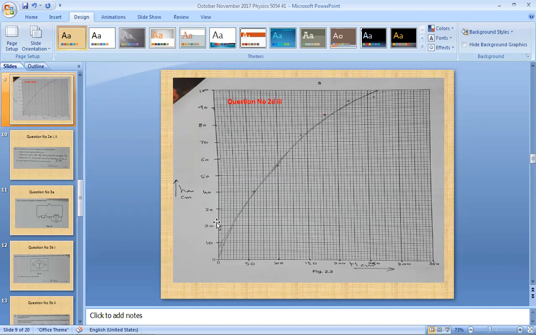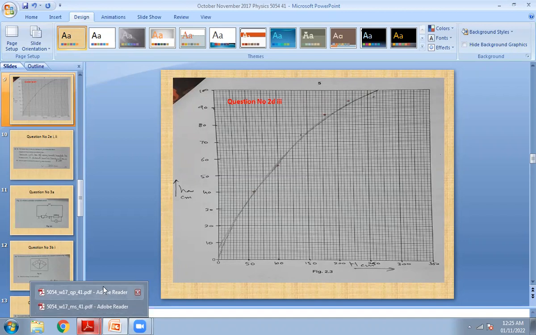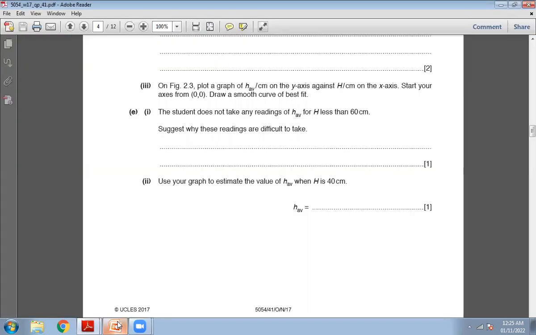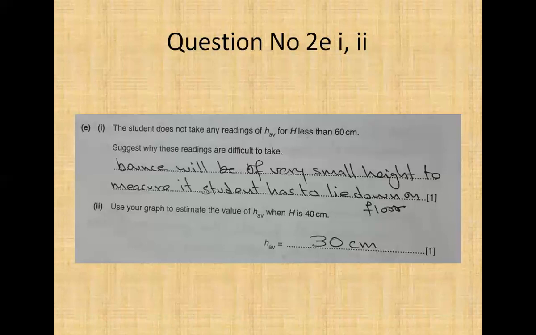So to observe it accurately, you have to lie down on the floor with your head on the floor, and then you will be able to do this. So that's why he's not dropping the ball from a height of less than 60 centimeter. Hopefully you understand my idea, because it's difficult to observe the bounce, and plus the ball will be moving very quickly, so it's difficult to note down. So let me show you my answer. The bounce will be of very small height. To measure it, the student has to lie down on the floor. I hope you understand my point.